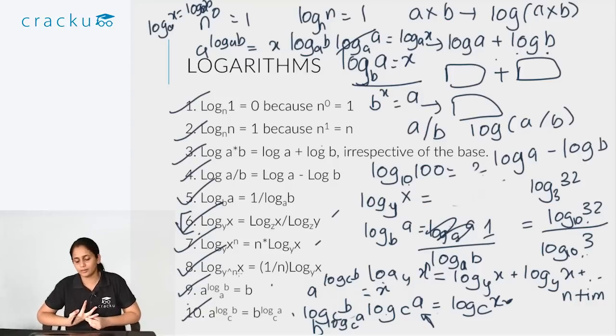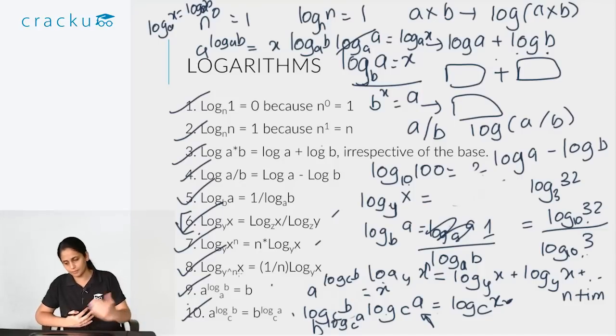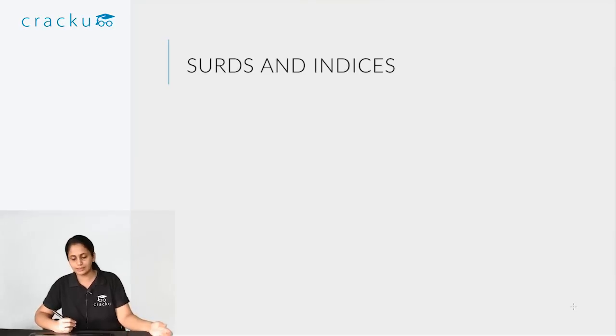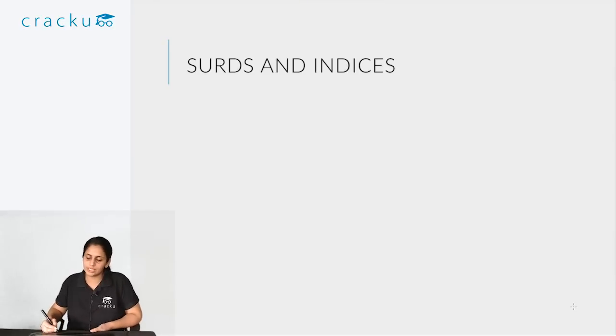Make sure that you either are comfortable deriving one from the other and then you put in some practice to solve questions, or put in some time to actually remember these. These are important to remember, and this will give you 1 to 2 questions in CAT, so they are important to remember. Now let's go on to the next part of this, which is surds and indices.